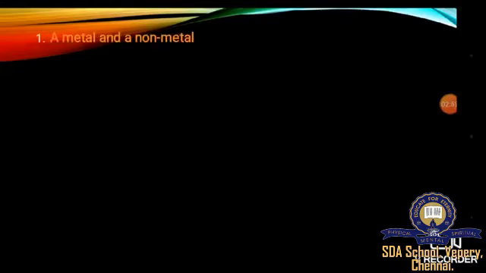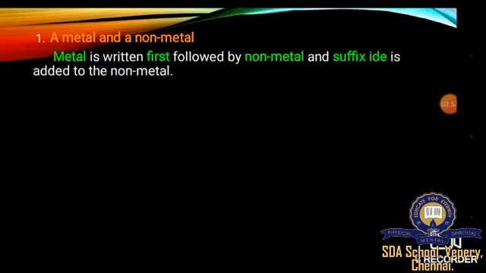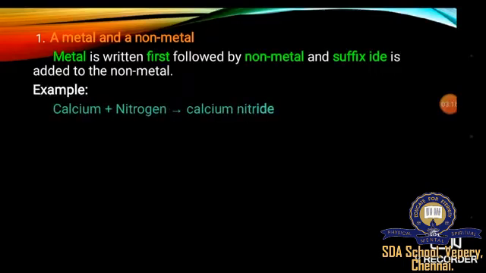The first one, a metal and non-metal. In this, the compound has a metal and non-metal. So the metal is written first and the non-metal is written along with the suffix IDE. The metal is written and then the non-metal along with the suffix IDE is written. So let's see an example. Calcium plus nitrogen. Here calcium is a metal and nitrogen is a non-metal. It forms calcium nitride, where the suffix IDE is added.